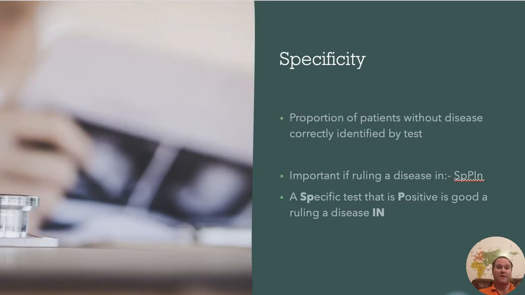A specific test is therefore the proportion of patients without the disease that have been correctly identified by the test. And it's important if you're ruling a disease in. So a specific test that is positive is good at ruling a disease in, or spin.